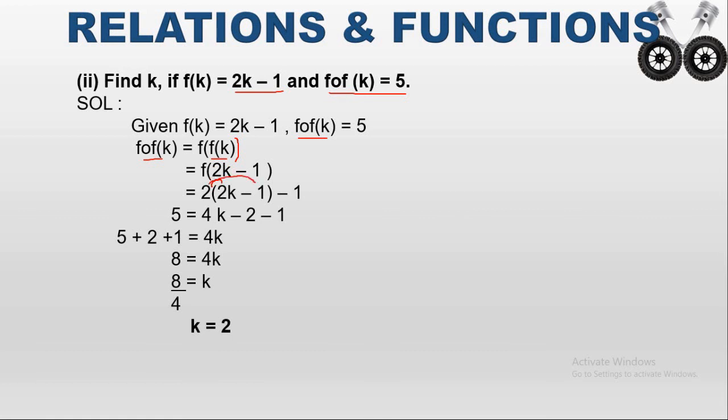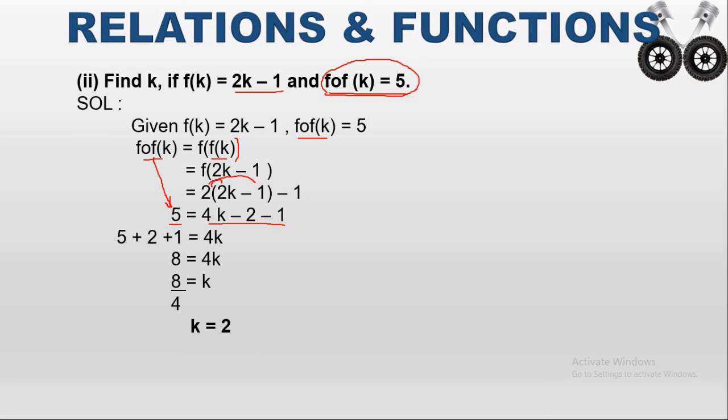It will become minus 2. So 4k minus 2 minus 1. So what is the value for f composition f of k? F composition f of k is 5. So that is given in the problem. So instead of f composition f of k, I write it as 5.